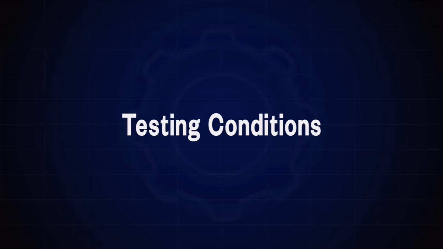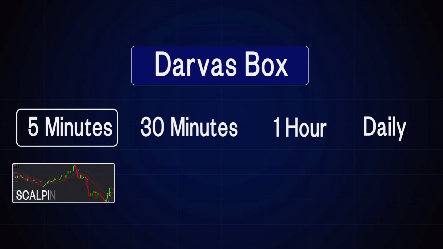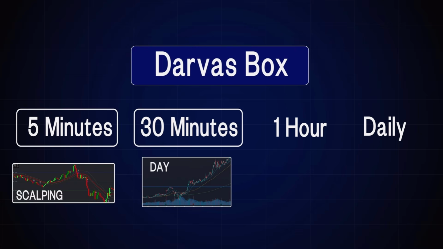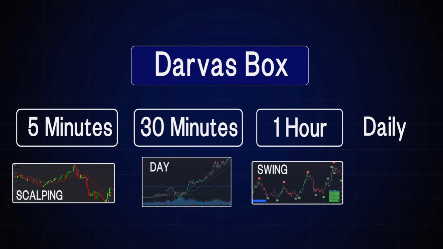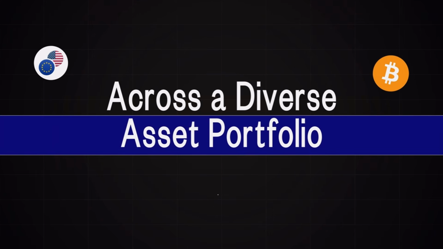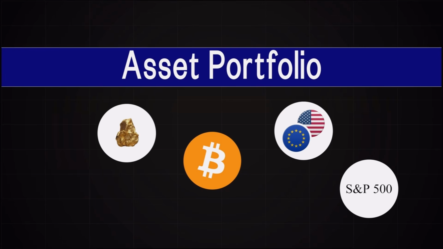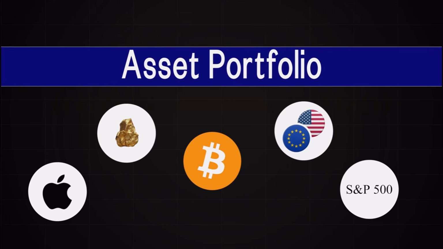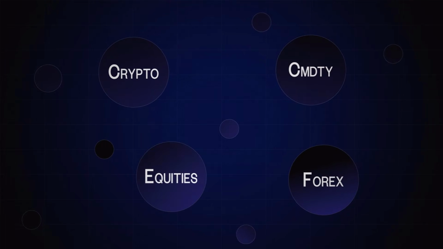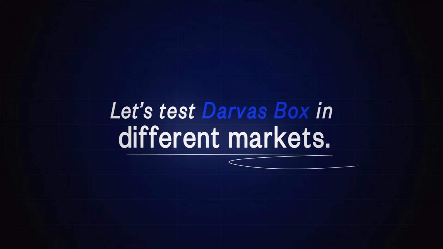Now, regarding the testing conditions, like in previous videos, we are going to put this strategy in action across 4 time frames: 5 minutes for scalping, 30 minutes for day trading, 1 hour for swing trading, and daily for long-term position trading. And we'll be testing it across 5 different assets: Bitcoin, Euro USD, gold, the S&P 500 index, and the Apple stock. This mix gives us exposure to crypto, forex, commodities and equities, so we'll see how well the Darvas Box performs in different markets.